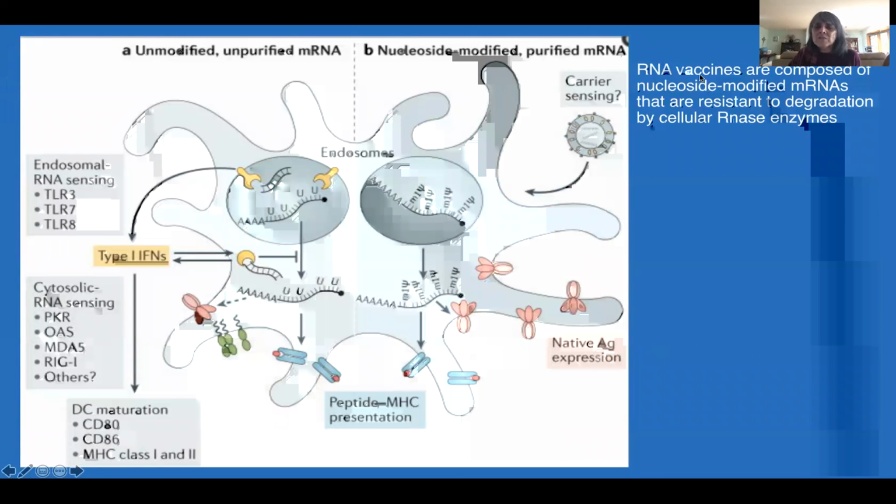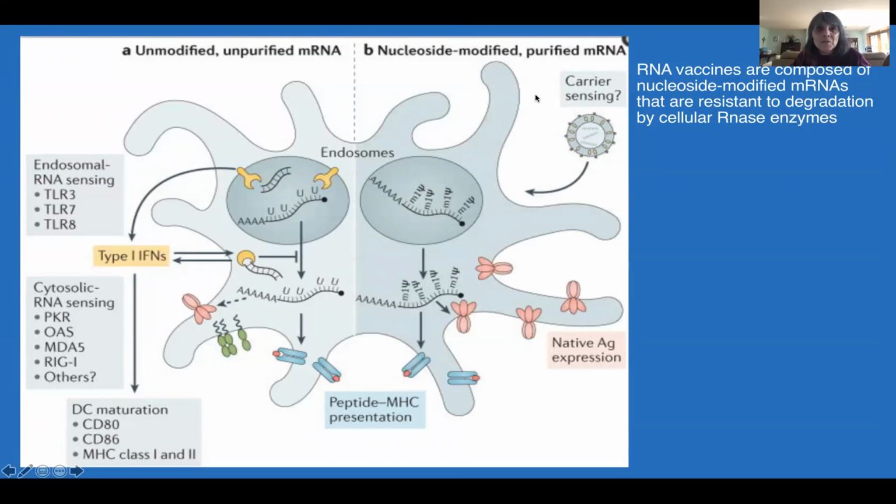One last thing I want to mention before I move on to some of the data of the viruses is that RNAs, as Barry probably knows, are very unstable because there are ribonucleases in body fluids that can degrade them. And so a key development that was actually done quite some time ago for other vaccines was to incorporate what are called nucleoside modifications, unnatural nucleosides that make these RNAs resistant to degradation by cellular enzymes.